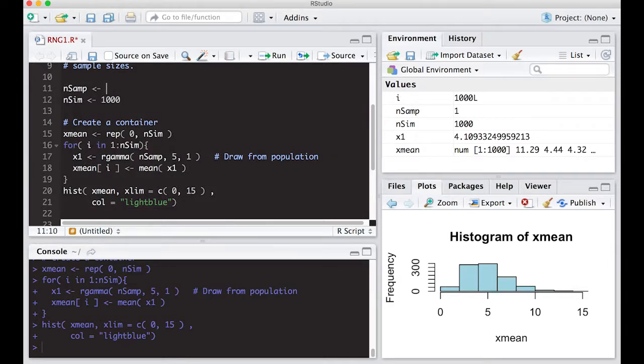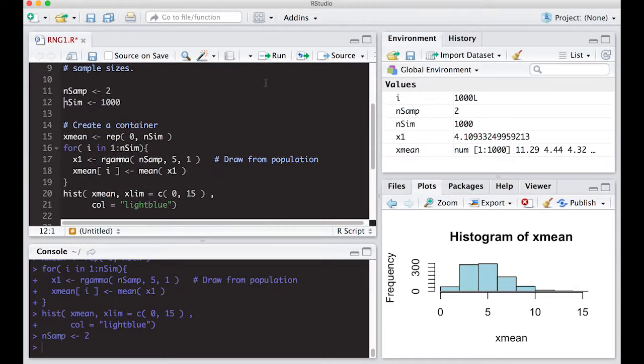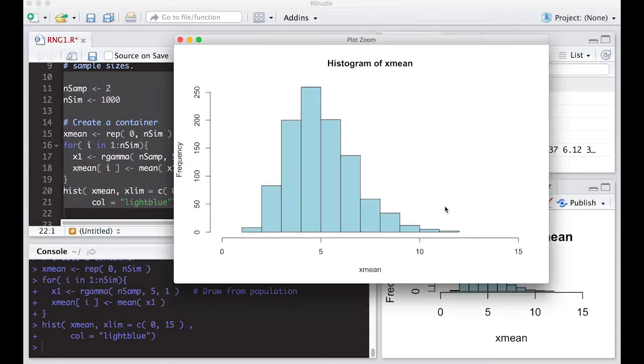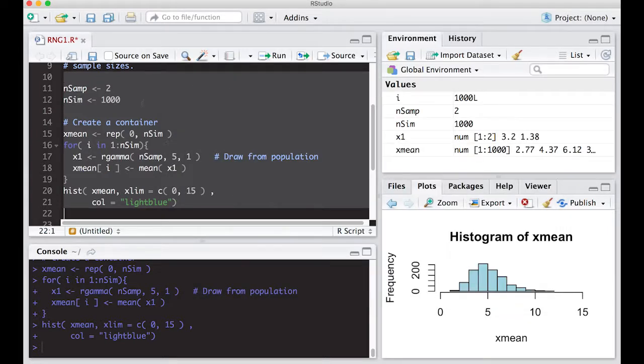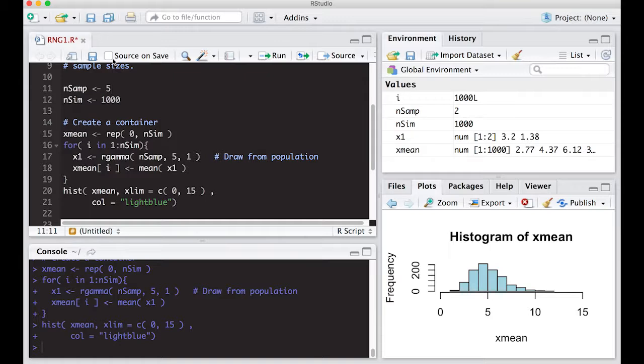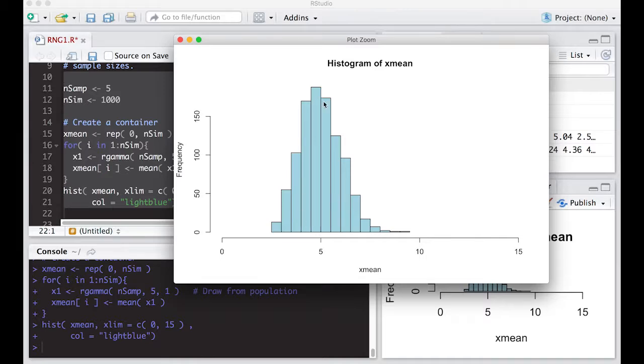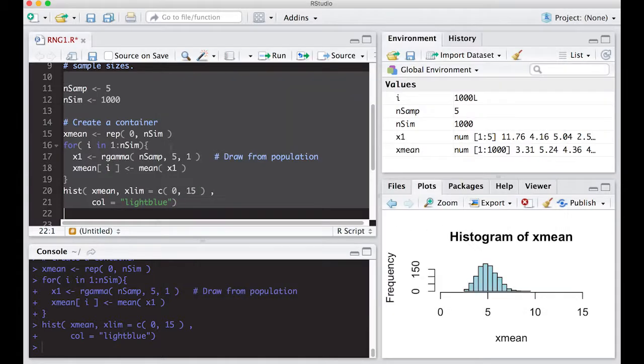So let's change this, go to 2, see what happens, and run the whole thing. Here we go. And notice it did shrink in a little bit. It's still centered around 5, which is what we know it's going to be centered at. Let's see what happens if we go to 5. Give this a run. Still a little bit right skewed, still centered at 5, but notice it's shrinking in massively like our other one did before. That's part of what the central limit theorem says. It says that this distribution is going to get narrower. And sure enough, it is.